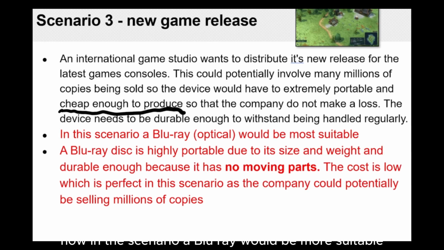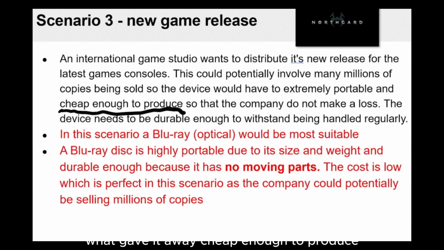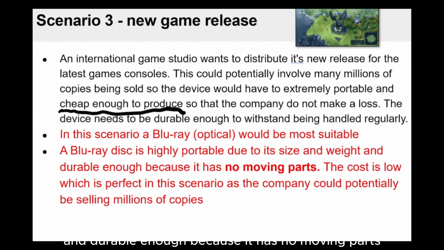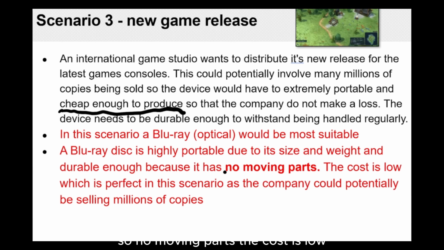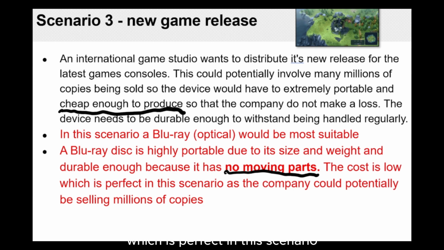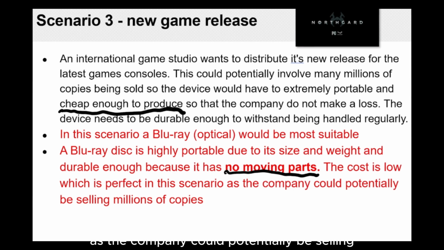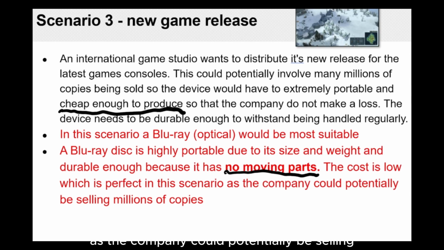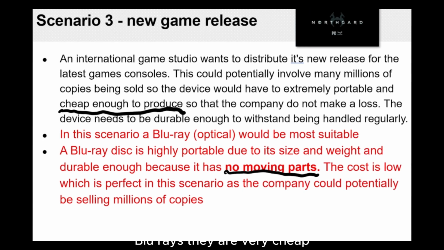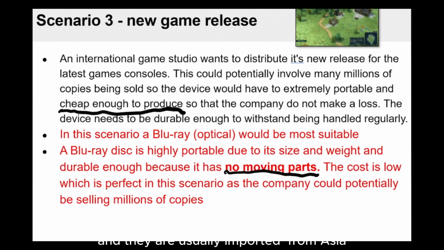Now, in this scenario, a Blu ray would be most suitable. What gave it away? Cheap enough to produce. A Blu ray disc is highly portable due to its size and weight, and durable enough because it has no moving parts. So, no moving parts. The cost is low, which is perfect in this scenario, as the company could potentially be selling millions of copies. So remember, DVD, Blu-rays, they are very cheap. They're not that expensive, and they are usually imported from Asia.